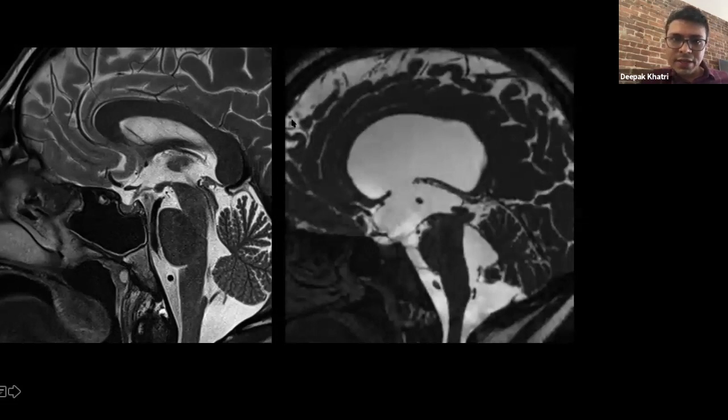Another important observation here, if you are able to look closely at the roof of the third ventricle, you will be able to appreciate that the corpus callosum, as compared to the opposite side, is much thicker on the left side. So because of the pressure, it gets thinned out, and it sort of turns into a bow. So there's a bowing of the corpus callosum as well.